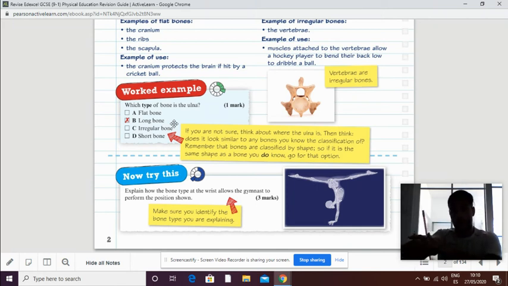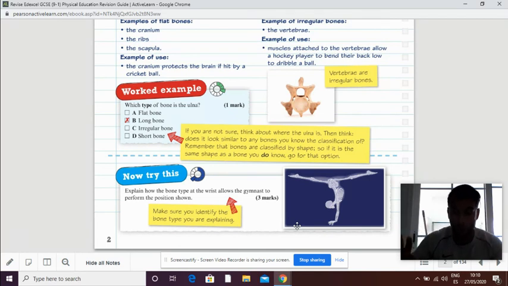Your ulna is here. And finally, the question is, explain how the bone type at the wrist allows the gymnast to perform this position here. Now, firstly, the wrist bones are short bones. So we think about what short bones do. They are strong, so they are able to take the weight of the whole body. They can bear weight for the gymnast. So because they are strong, they can bear the weight of the gymnast. That's your second mark.